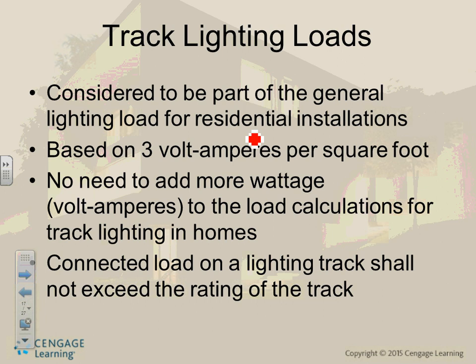Track lights. What happens if he has track lights in his house? You don't add anything for track lights in a dwelling. By the way, in a non-dwelling you do. But in a dwelling, remember when we did the math last week, we did not add track lights. For non-dwelling, you have to add volt-amps. For dwelling, you don't. So no, the track lights are included in the 3 volt-amps.